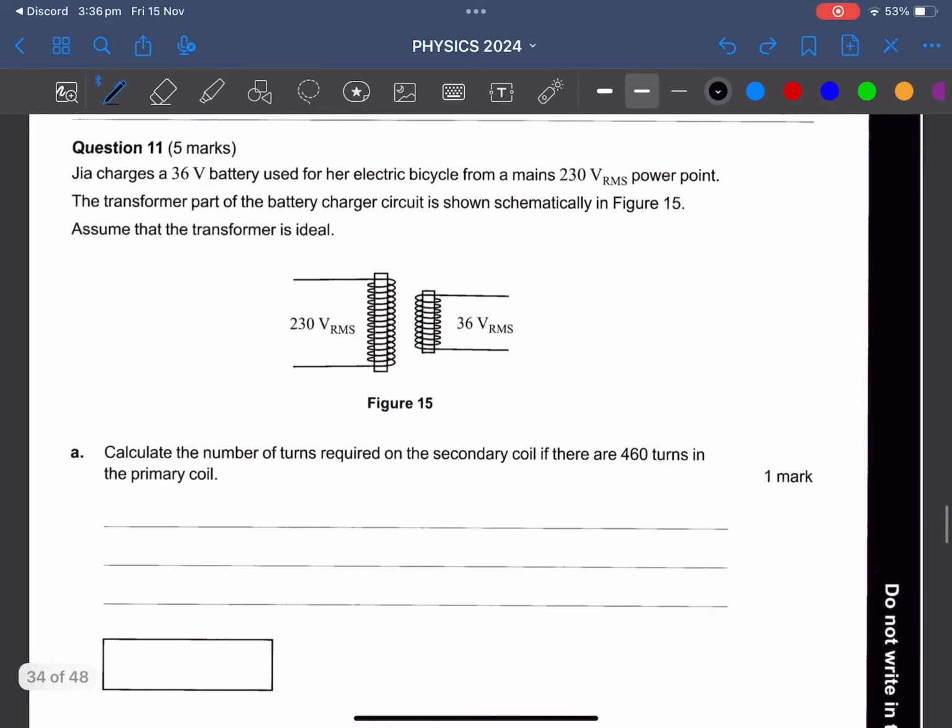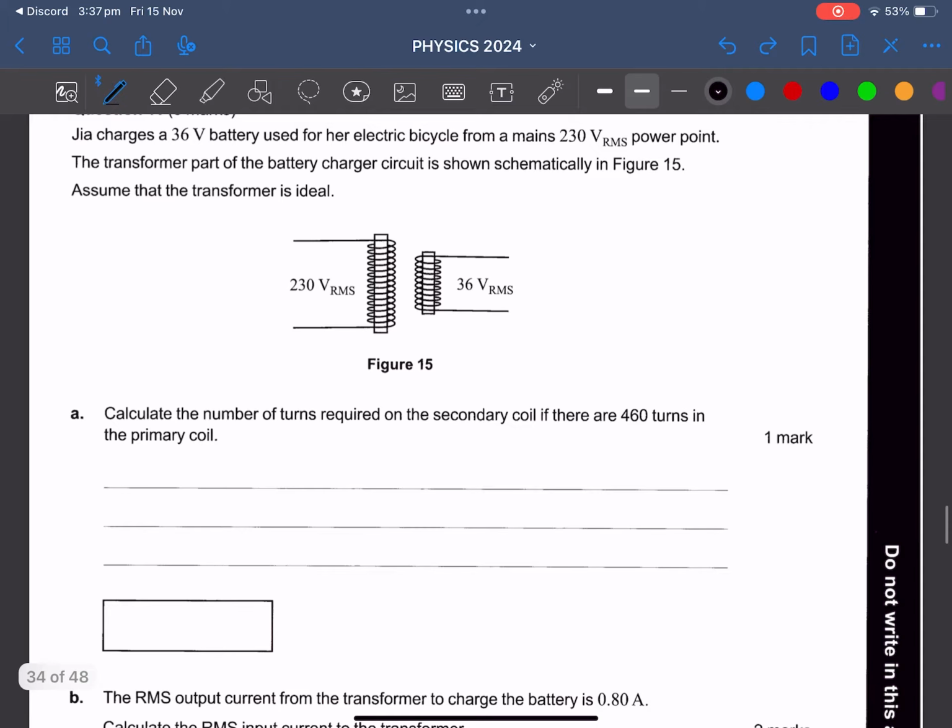Jia charges a 36 volt battery used for her electric bike from a mains 230 VRMS power point. The transformer part of the battery charger circuit is shown schematically in figure 15. Assume that the transformer is ideal. Calculate the number of turns required on the secondary coil if there are 460 in the primary coil.